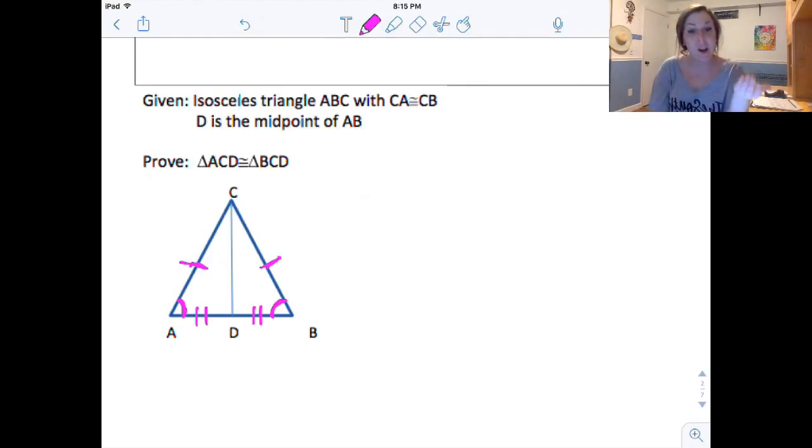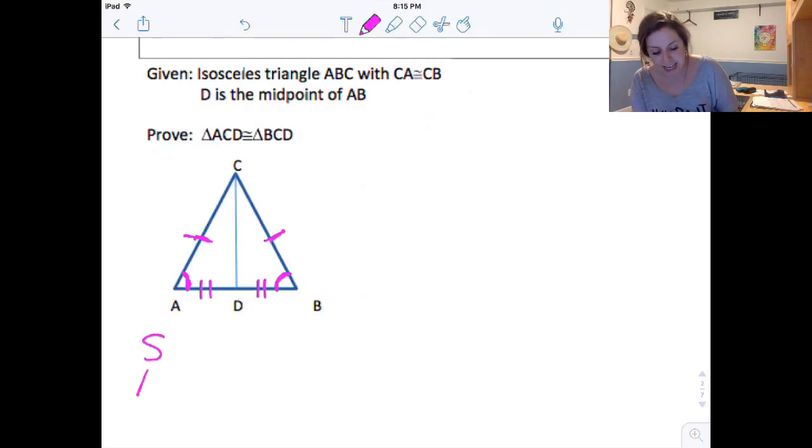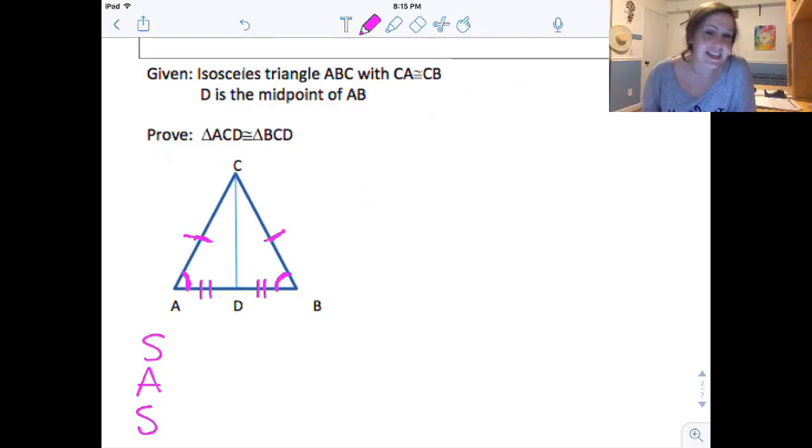And that's because the base angles in an isosceles triangle are congruent. Now again, you could do this with reflexive property and be done. We're going for a little different approach here. So I'm going to do side, angle, side on this approach. You could also do side, side, side if you did reflexive property. So let's do this proof.